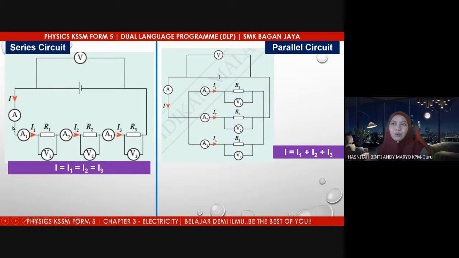Ini I sama all the way. Okay, I all the way. This one from the main current divided into 3. Finally, they reach back at the end of the junction, combine back, become 1.